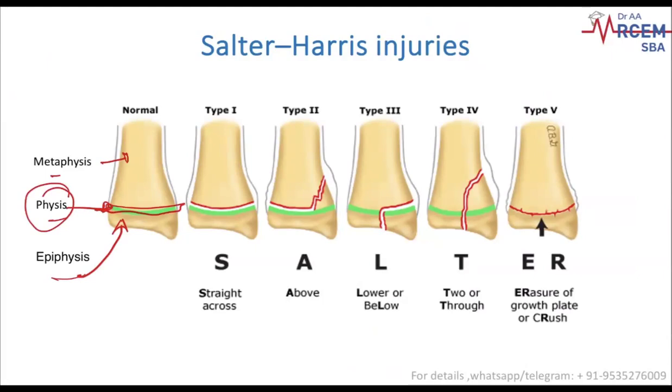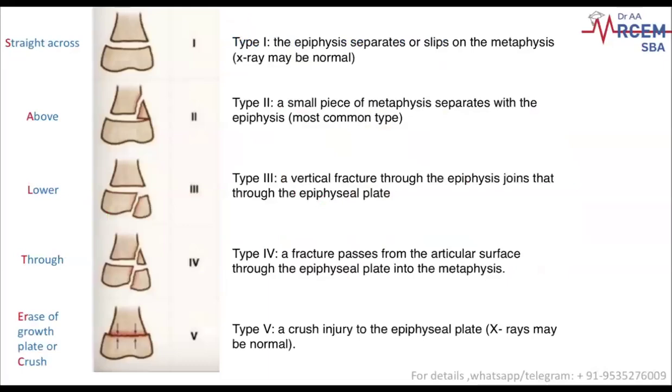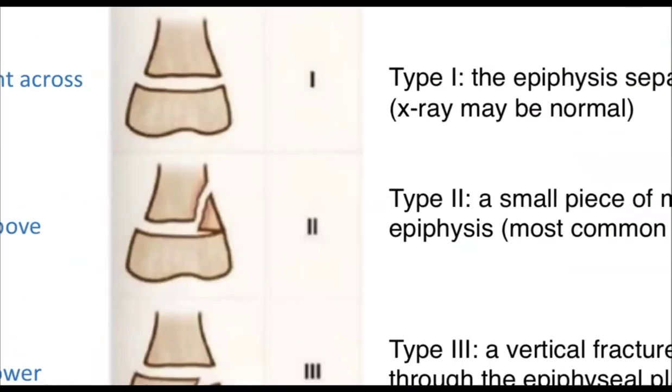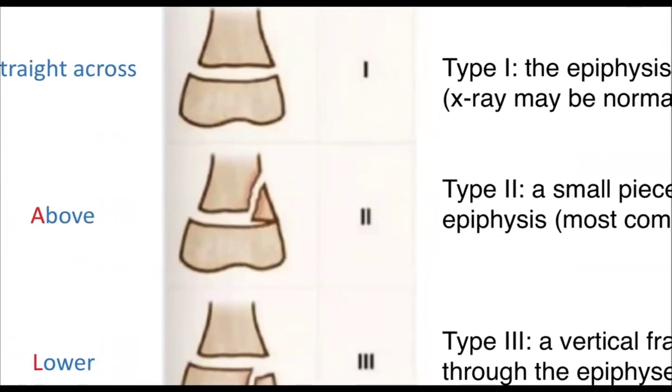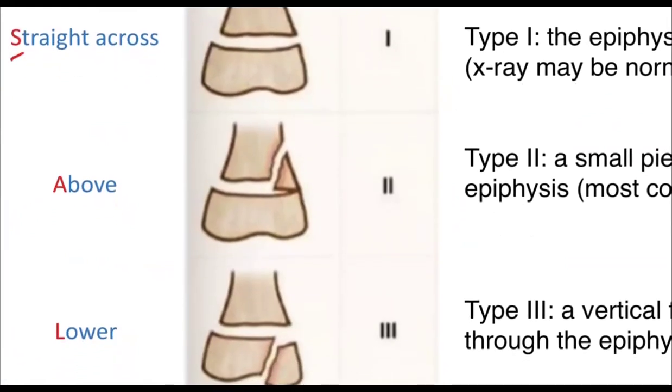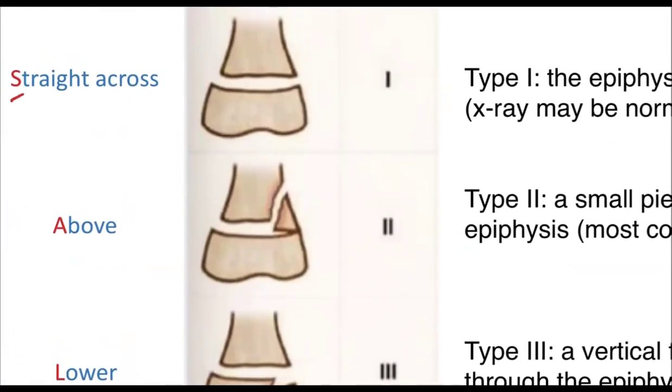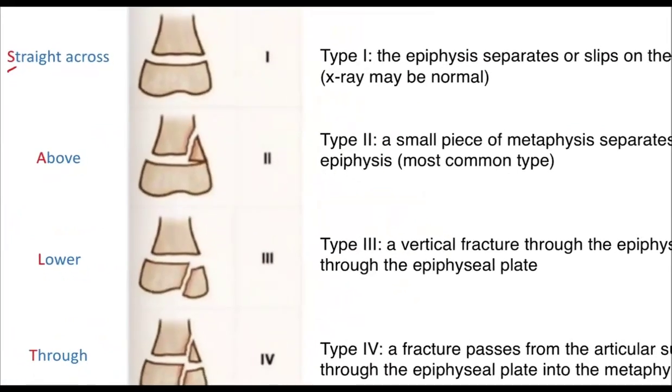Depending on the fractures of the metaphysis and the epiphysis, what is involved, it is classified into 5 types, which can be remembered with the mnemonic of SALTER itself. We will see each one of these now. First is S. The name itself, Salter, starts with S, which is straight across. What do you mean by straight across here? The epiphysis is separated from the metaphysis here. So the growth plate gets enlarged, or it is pulled apart.